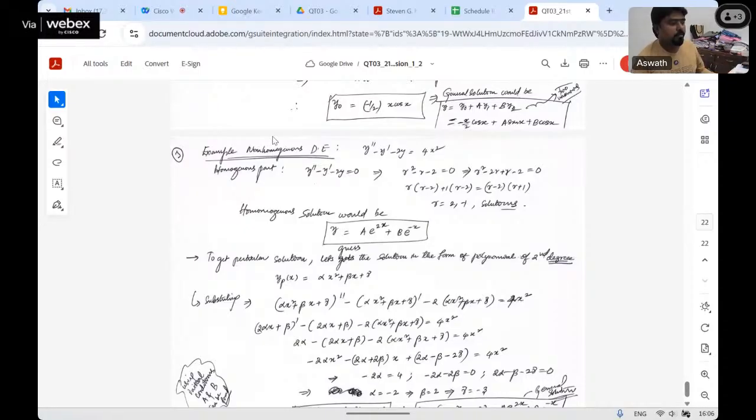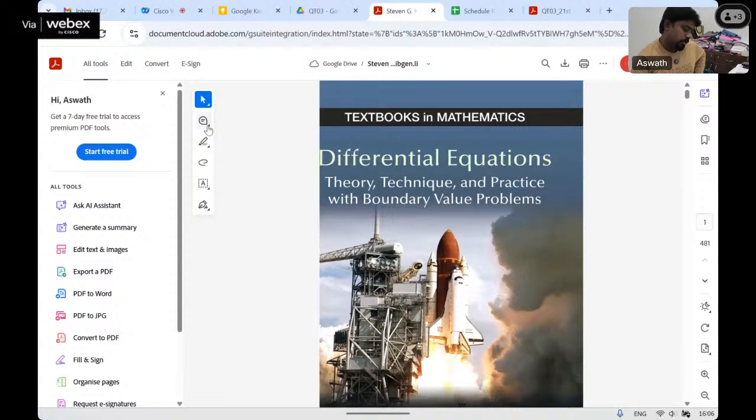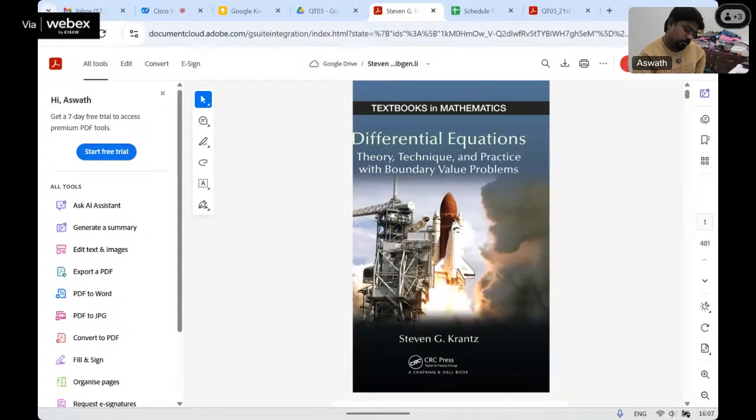Okay. If you search Differential Equations by Stephen G. Krantz, you would straight away get that book. Crantz, I'm sorry, K-R-A-N-T-Z. It is available on the net for free. A nice book I saw.